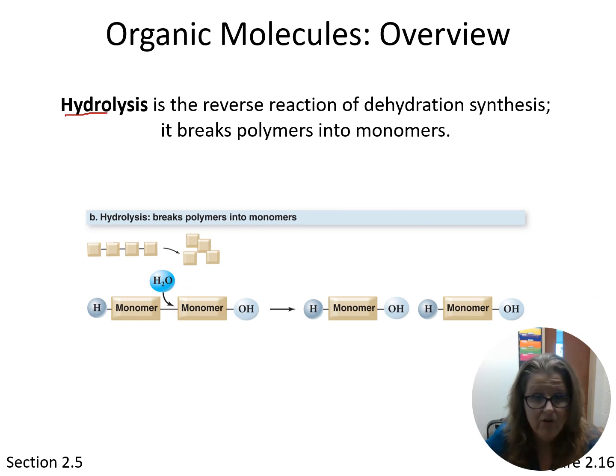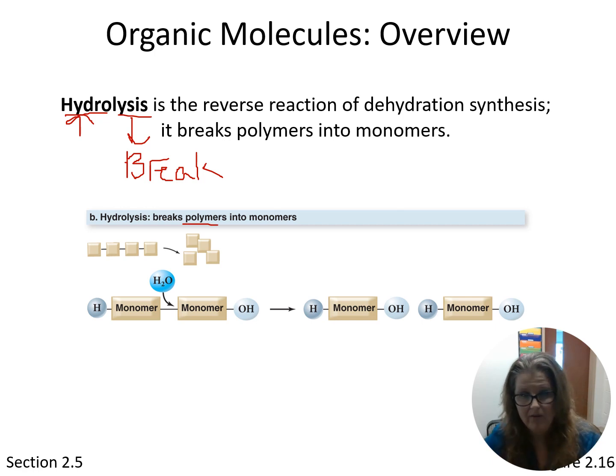Hydrolysis breaks down to hydro and lysis. Hydro is water. Lysis is to break. Let's see if I can write it kind of quickly. Hopefully you can read it. So when we're doing this, we're breaking the polymers into monomers. So this is the opposite of dehydration synthesis.